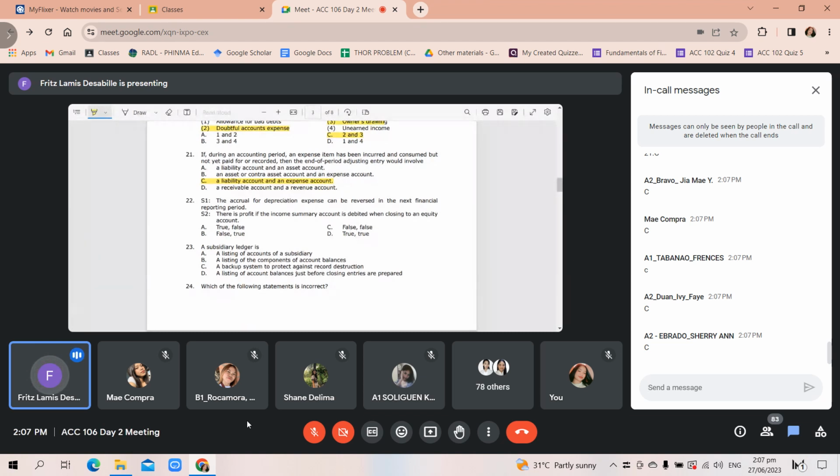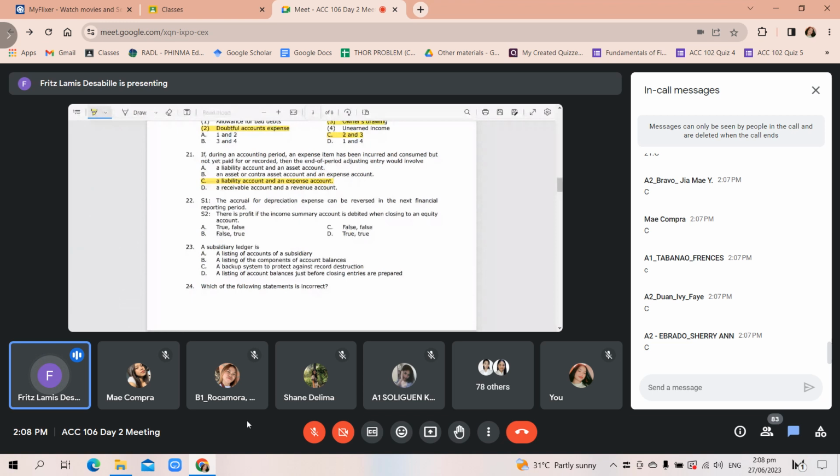A receivable account and a revenue account, that's possible too, no? For accrued revenue. But we're talking here about expenses, so that is an accrued expense or accrued payable, that is letter C, a liability and an expense account.